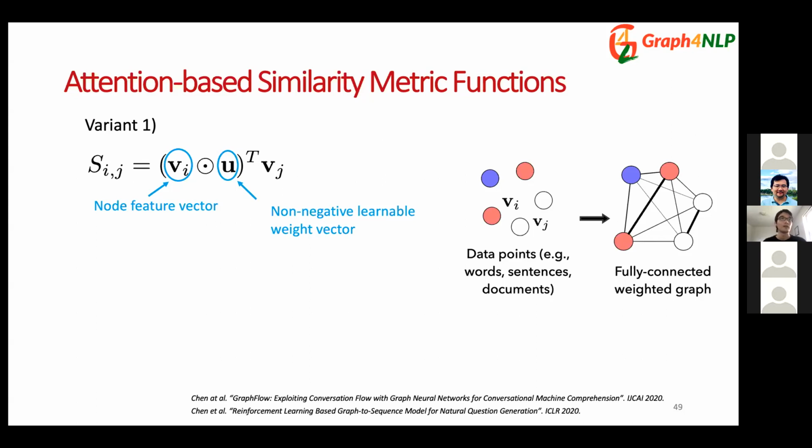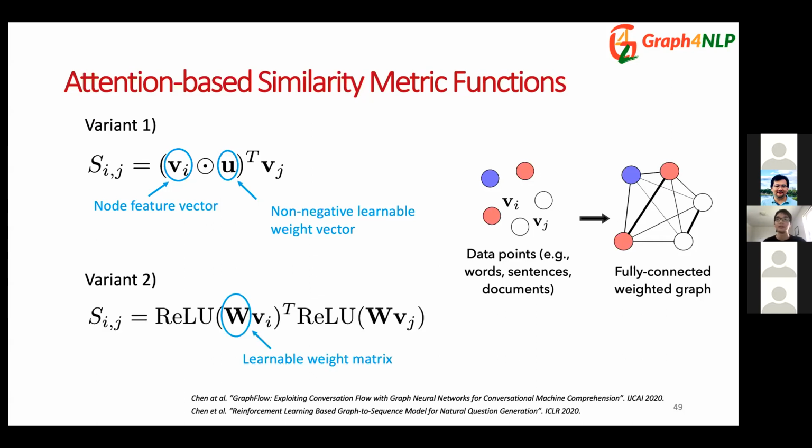In this variant, vi is the node embedding, and u is a non-negative weight vector, which learns to highlight different dimensions of the node embeddings. Here, u has the same dimension as the initial node embedding vi. In the second variant, W is a learnable weight matrix, which maps the node embedding to a latent space, and the ReLU function is used here to enforce the sparsity of the learned matrix. As we can see, in both of these two variants, the dot product is used to compute the similarity.